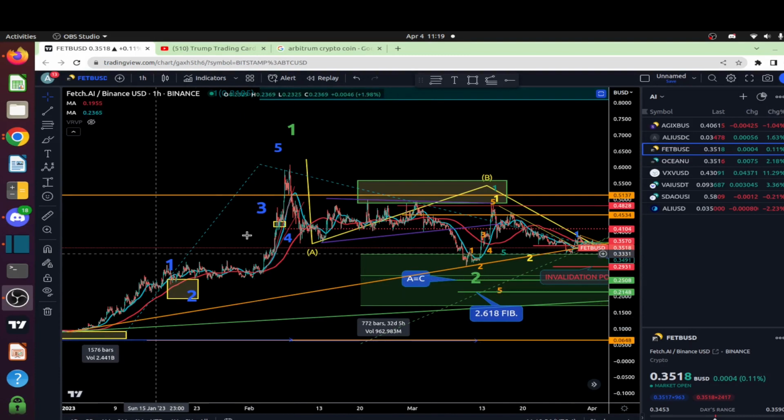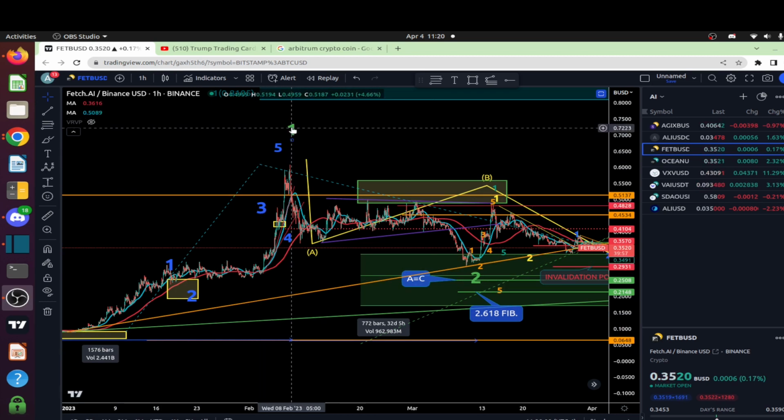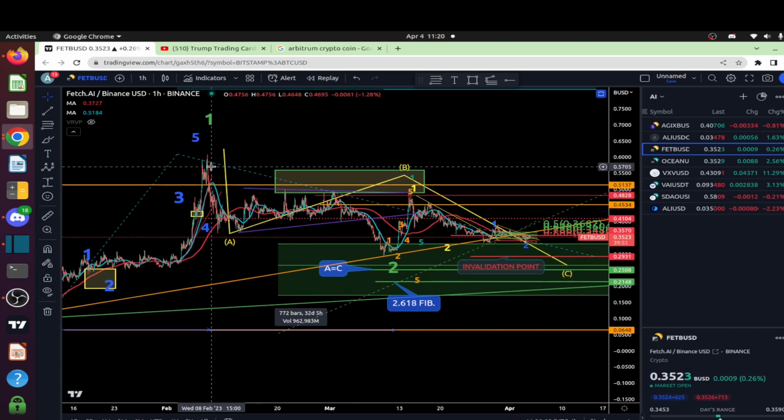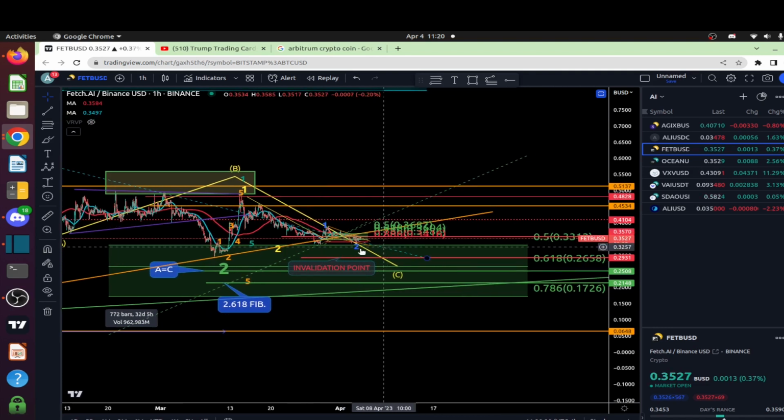So Fetch AI, if we do a small recap, we can see that we had 5 waves up to complete a bigger wave 1 in green. We now can count this correction. Well, we have 2 options now. Either this is A, B, C to complete the wave B, and now we're doing this wave C, which will allow us to go into deeper correction, maybe into the ideal level of 0.618 at 26.58 cents.